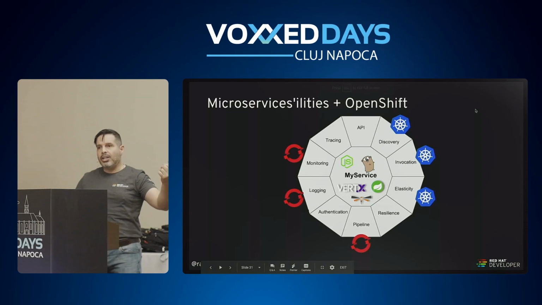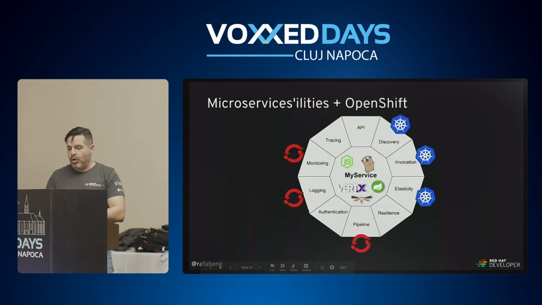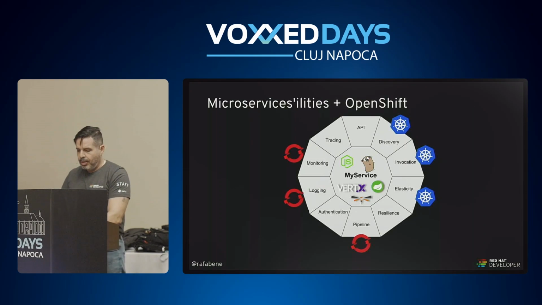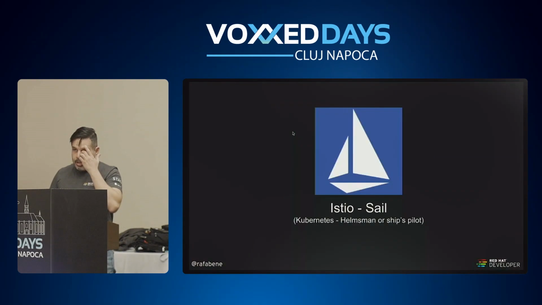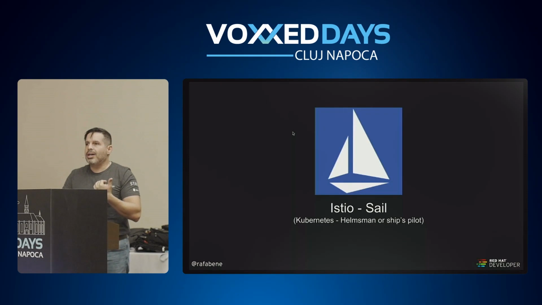On the other hand, OpenShift also gives you monitoring, logging, and pipeline. Plus, I want to show you Istio. Some people call it Istio. Istio provides you some really nice capabilities. The purpose is to create a service mesh.